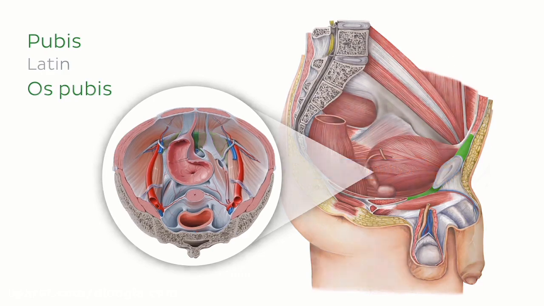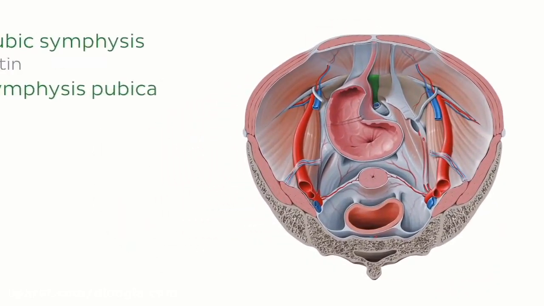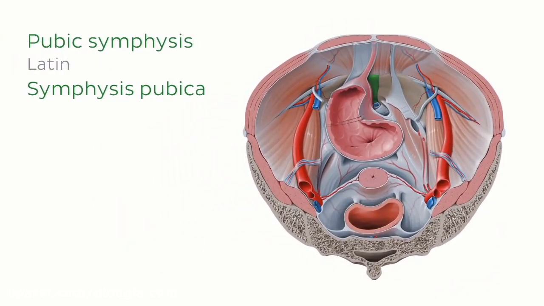On the illustration that now appears on the right side of the screen, we can see the pubic symphysis as seen from the superior view of the pelvis, and in this illustration the urinary bladder has been retracted slightly to allow us a view of the structure from this perspective.